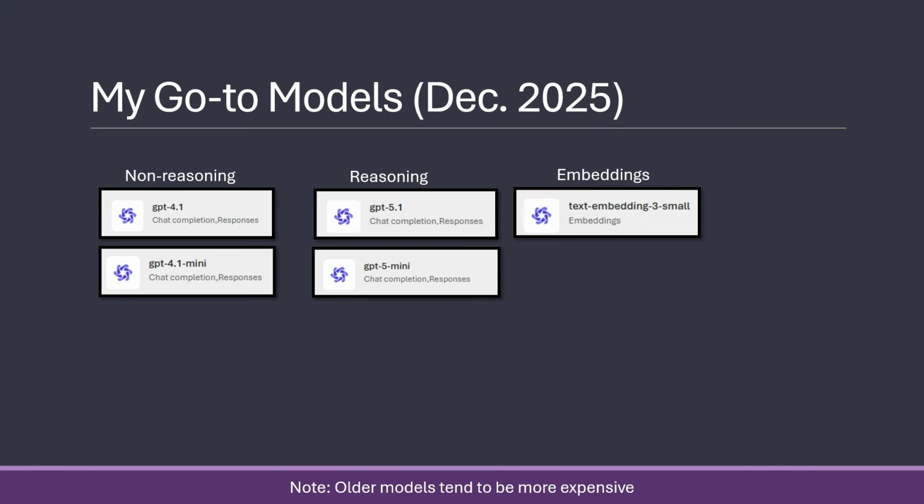These are my go-to models as of December 2025, where ChatGPT 4.1 and 4.1 Mini are my non-reasoning models, 5.1 and 5 Mini are for reasoning, and text-embedding-3-small is for embeddings. I am slowly getting rid of GPT 4.1 as it's quite pricey compared to how old it is. But it's really nice when you just need to set up a model without needing to configure all the reasoning settings and so on.